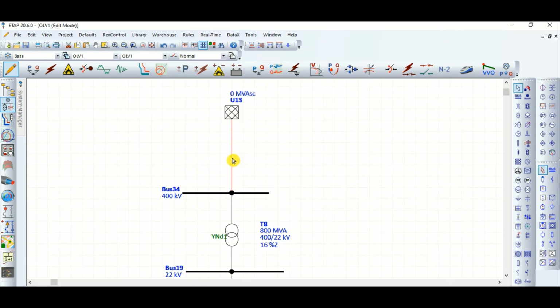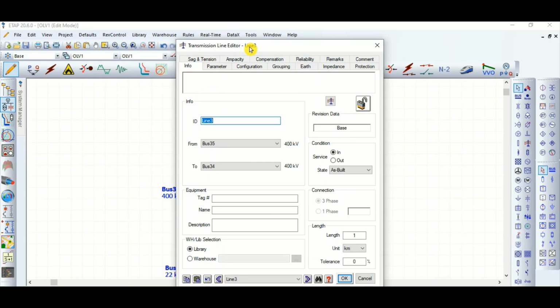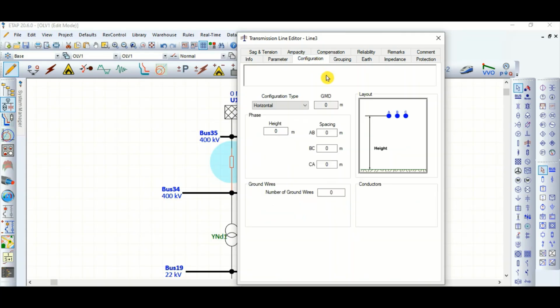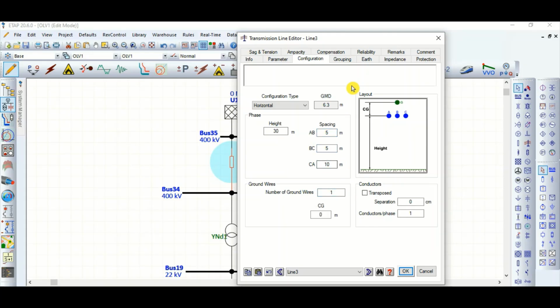So maybe in between, let's model a transmission line, and we can validate the impact of the reactive power on the generator terminal voltage. Let's say this is a 300 kilometer line. Parameter is not required configuration. This is the configuration.